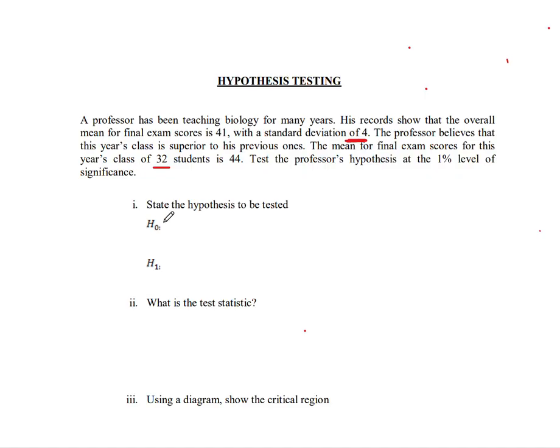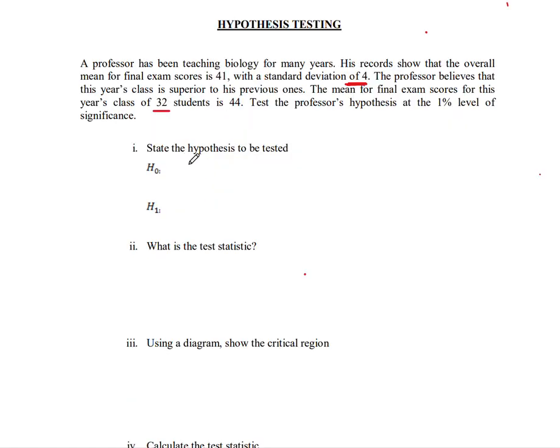And the first thing we're asked to do is to state the hypothesis to be tested. We're going to state the null hypothesis, which is that the mean mu is equal to the old or established mean that is being challenged. That's what the null hypothesis always represents, the old or established mean that is being challenged. So that's mu equal 41.